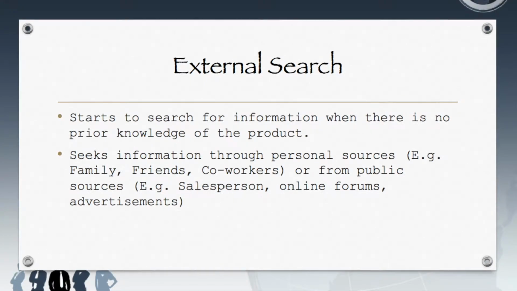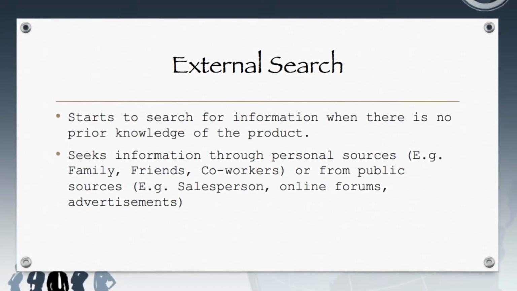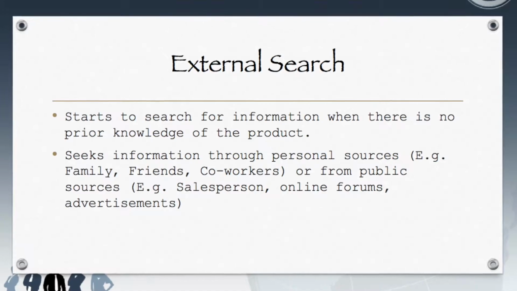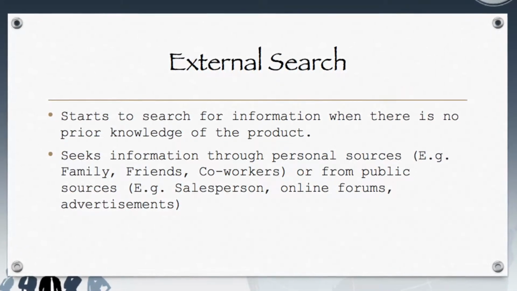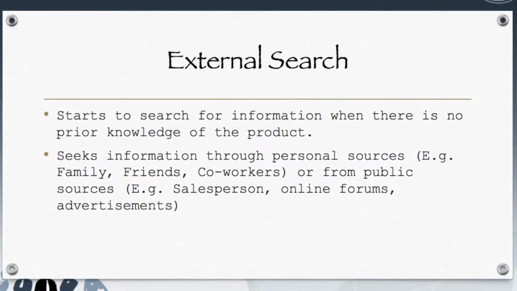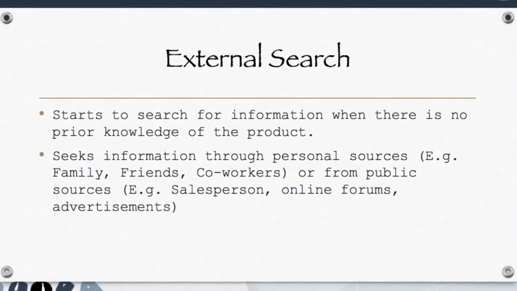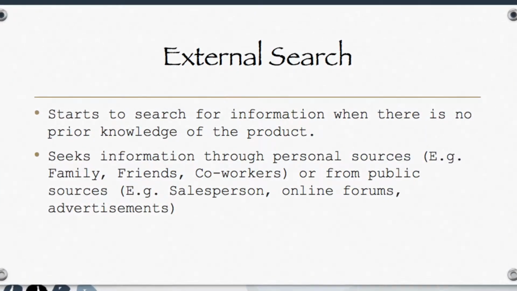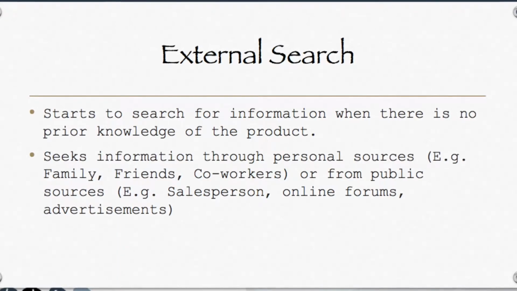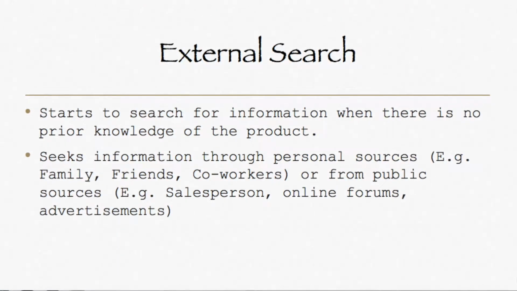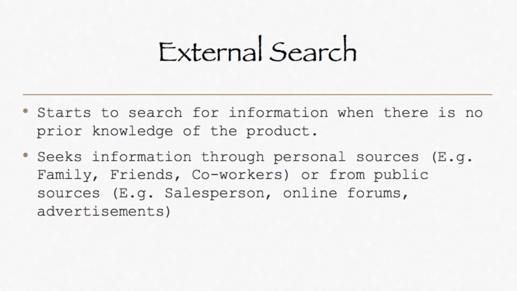On the other hand, the external search is when the person has no prior knowledge about a product and starts to search for information. The consumer may seek information through personal sources such as family, friends or co-workers, or from public sources such as salespersons, online forums or advertisements.